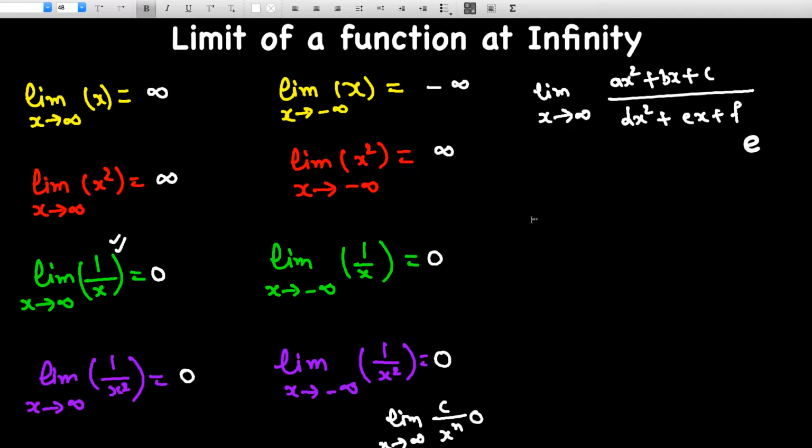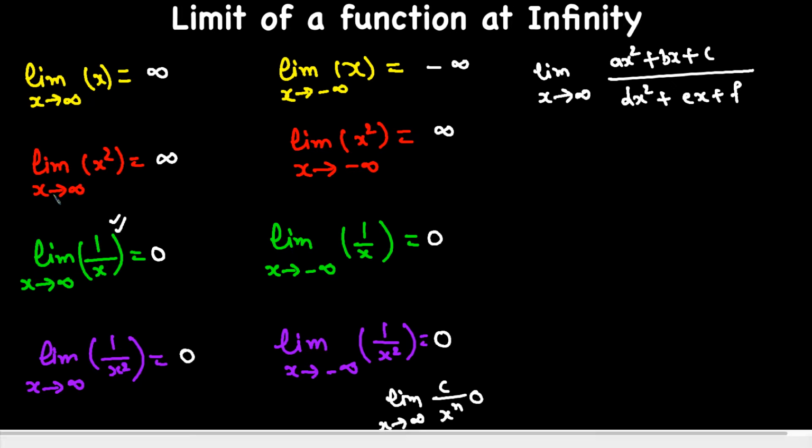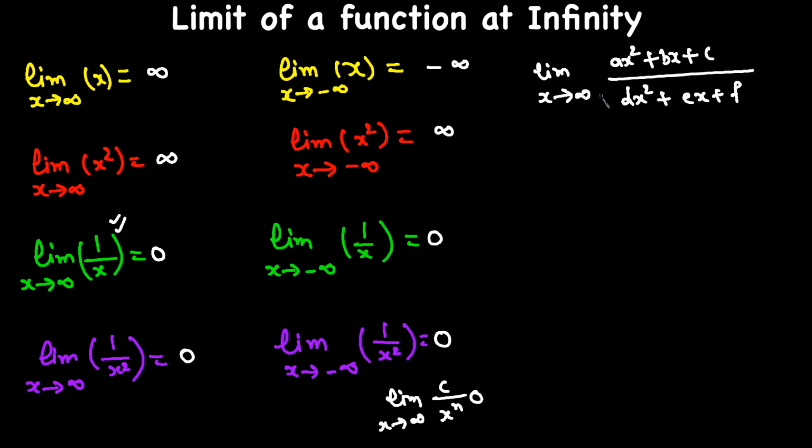So first of all, what we need to do is write the function in the format f of x over g of x, as a rational function. If it's not, like in this case, it's already written as f of x over g of x. If it's not, then we need to write it in this format. That's step one. And step two, we need to divide the numerator and the denominator by the highest power of x. Okay, so in this case, the highest power of x in the numerator and denominator is x squared.